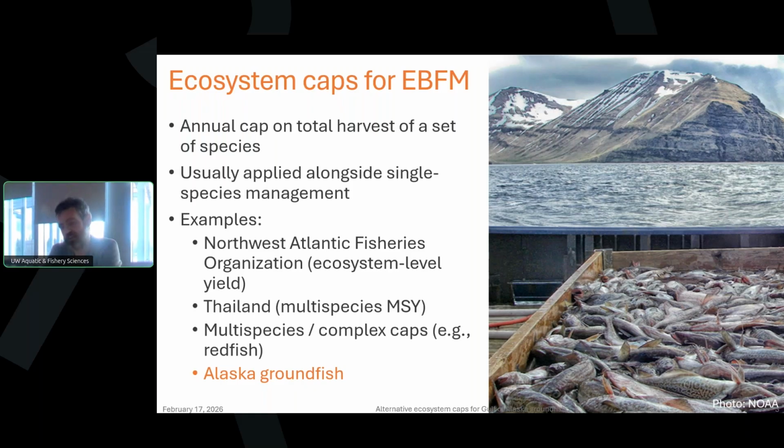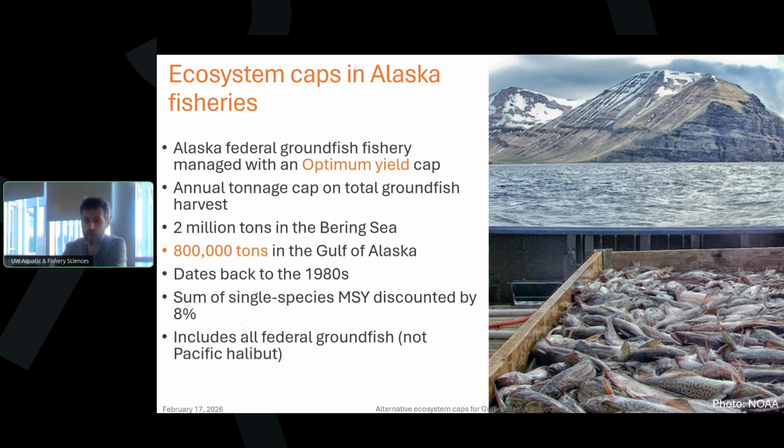So yeah, we sort of think that, and the think tank about redfish, it was really cool, I thought. And it's not like there's an ecosystem cap or anything, but there is one example of a multi-species cap that has been looked at, simply because there's a couple of species that are part of a complex, and so there is a limit to the total catch of that complex. But what I'll talk about today has to do with Alaska and Alaska groundfish in particular. So Alaska groundfish is managed with an optimum yield cap.